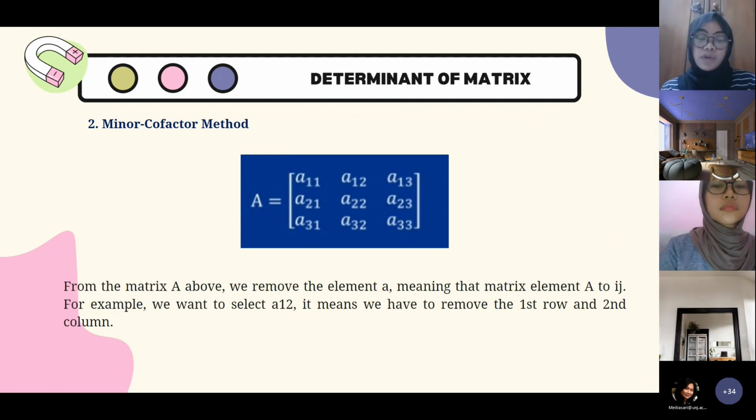Determinant of matrix, method 2: minor cofactor method. From the matrix A above, we remove the element Aij, meaning the matrix element Aij. For example, if we want to select A12, it means we have to remove the first row and second column.